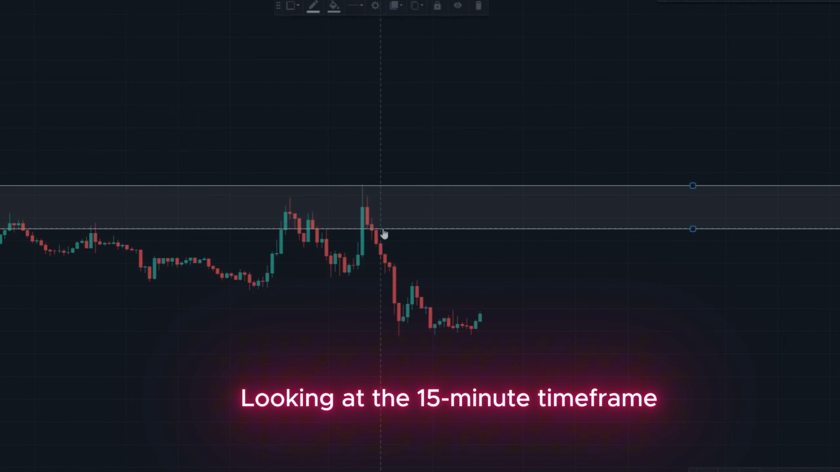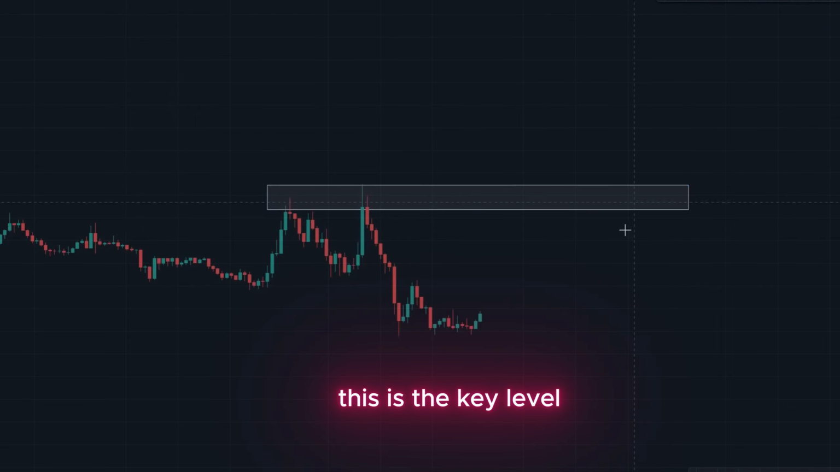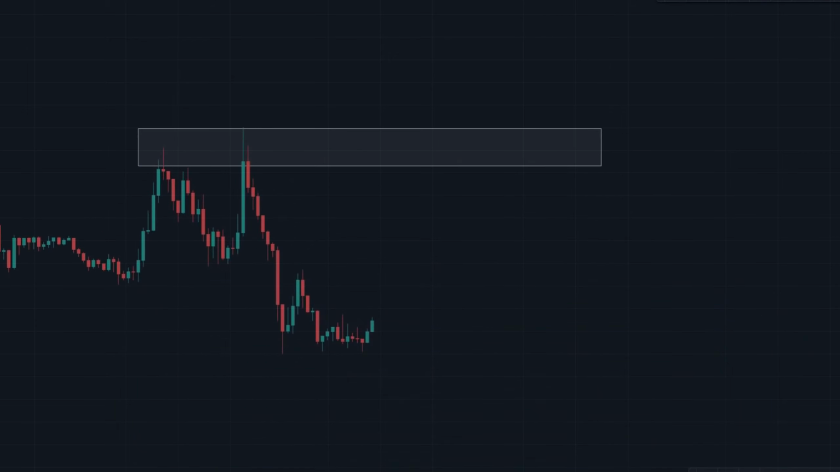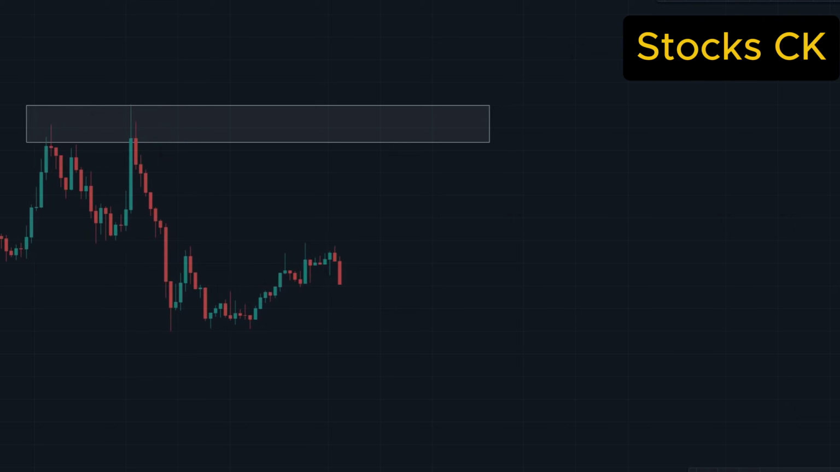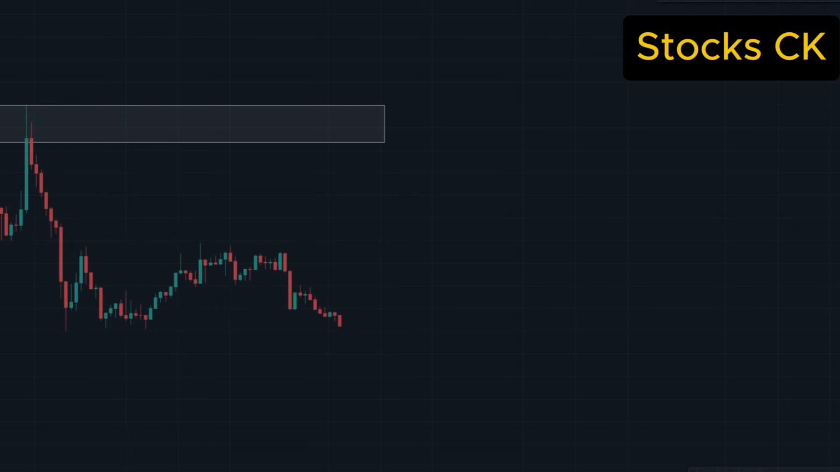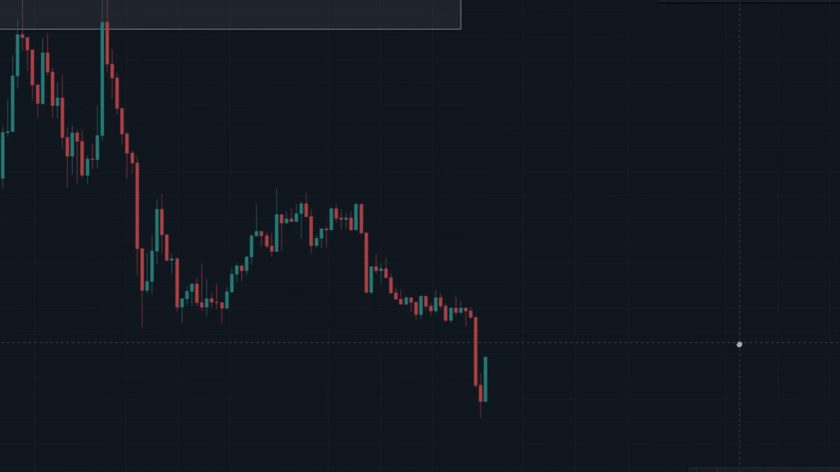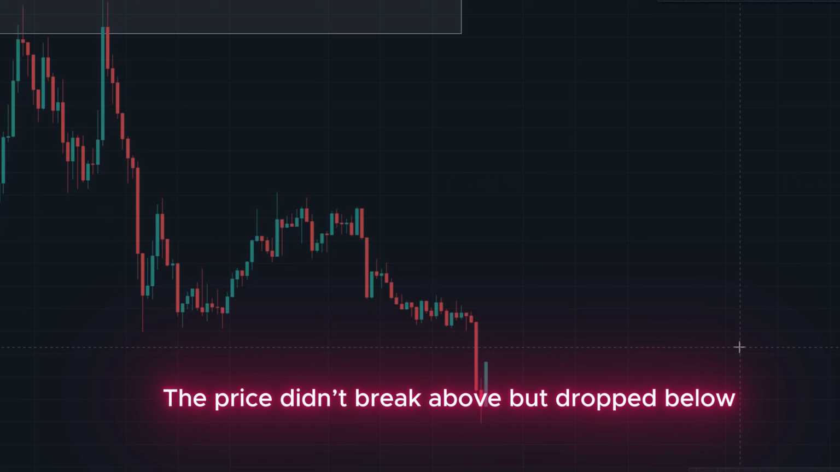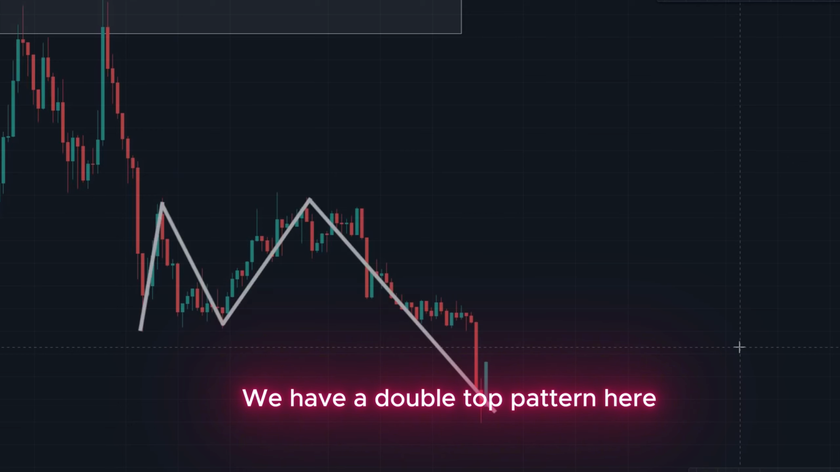Looking at the 15-minute time frame, we can confirm this is the key level. If the price breaks through this key level, the pullback trend will end, and the uptrend will resume. The price didn't break above but dropped below. Now what do we have? We have a double top pattern here, and the price continues to drop, supporting a continued downtrend.